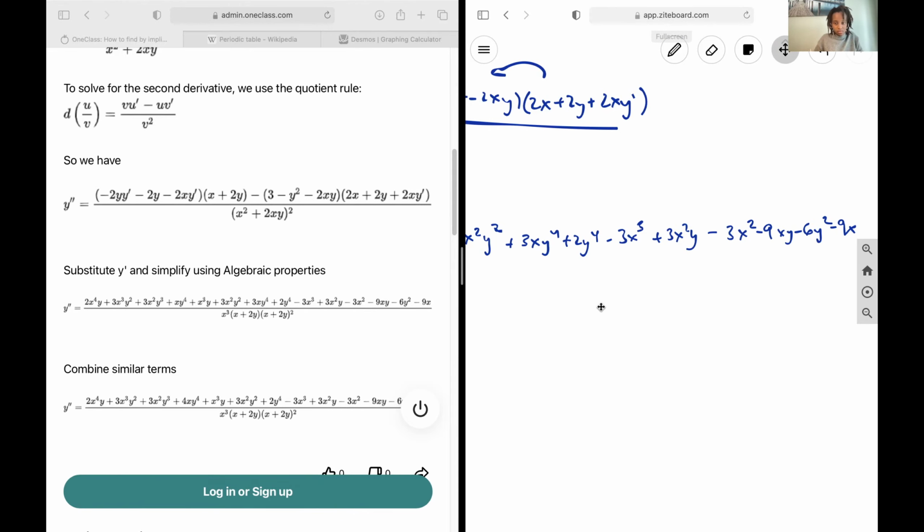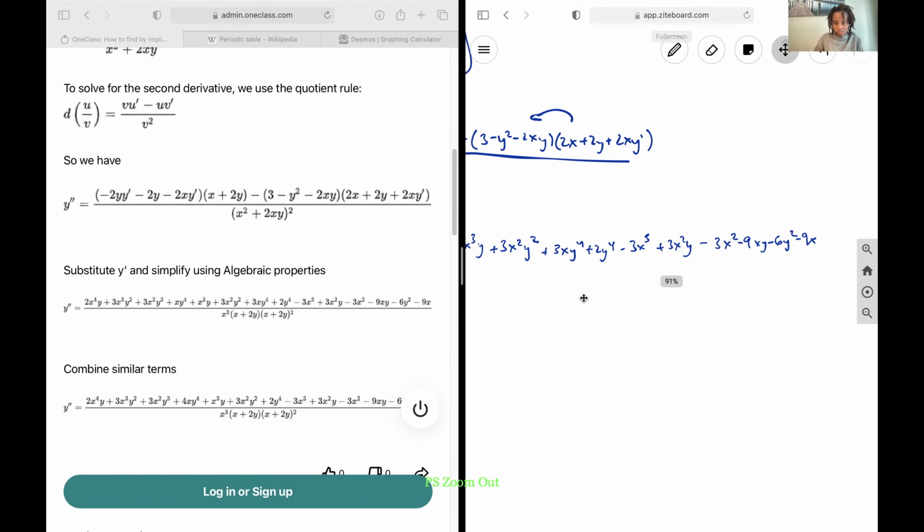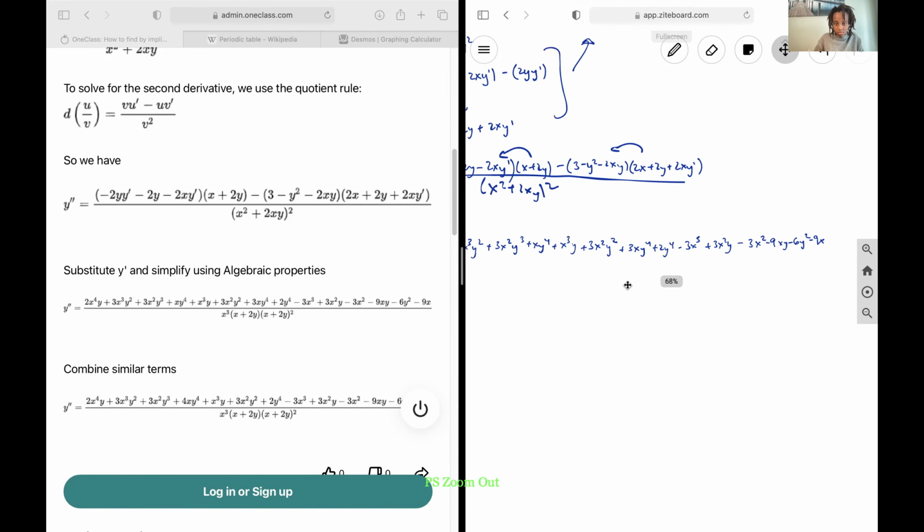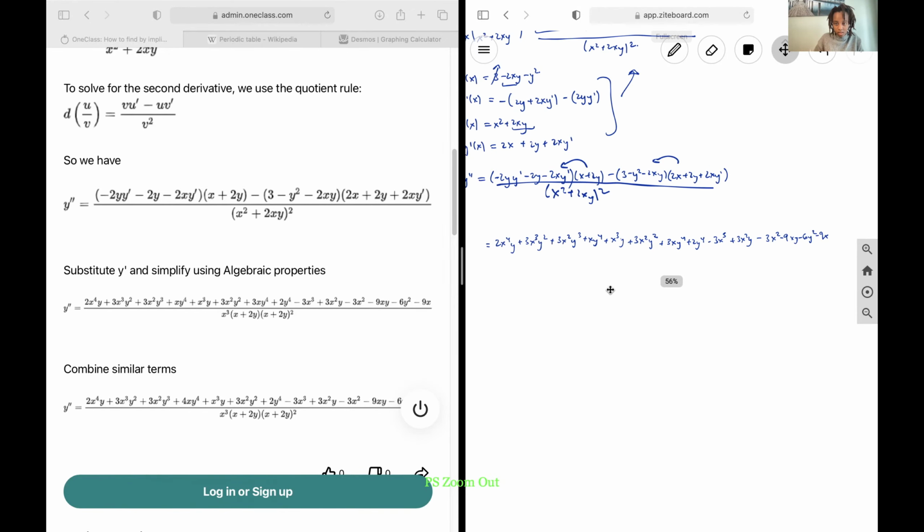And then you can zoom out. So it's quite a long answer and a long process to find this answer. But this is all going to be over, when you expand out that denominator, x cubed over x plus 2y cubed. Okay, and so now let's simplify that.